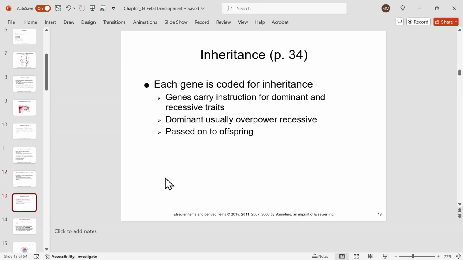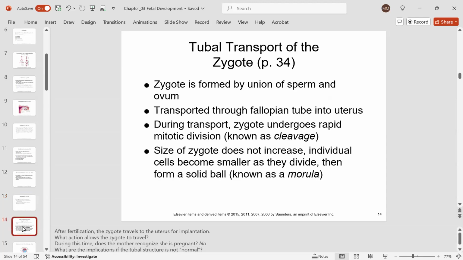And each gene that's given by the sperm and by the egg carries the instruction for dominant and recessive traits as well as diseases, right? The dominant ones are the strong ones, and they usually overpower the recessive ones. And that's passed on to the baby, to the offspring.